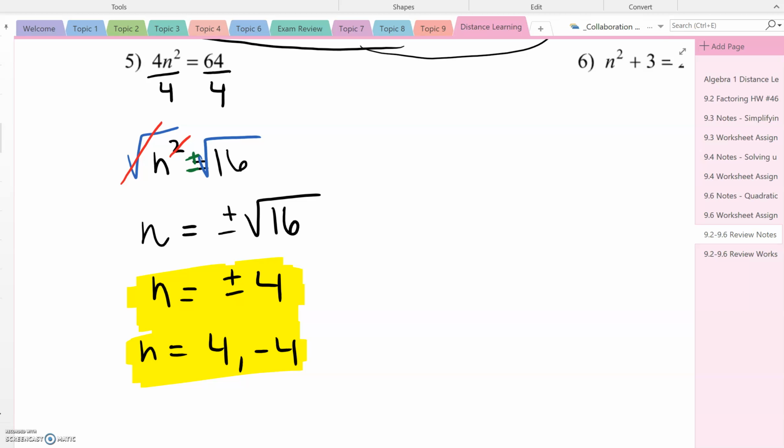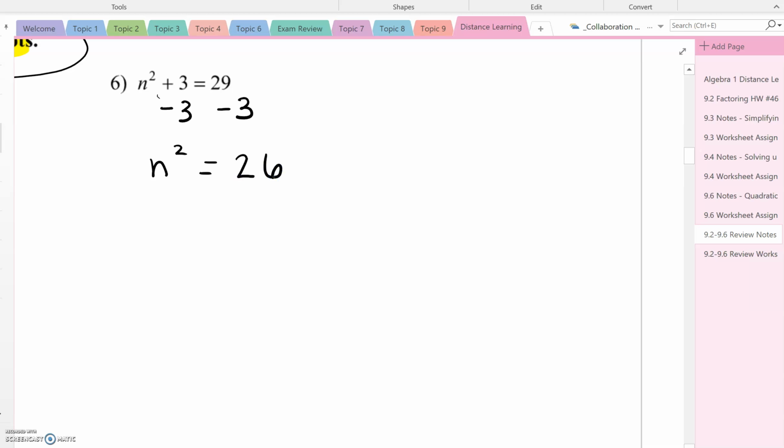Moving on to number 6, we have n squared plus 3 equals 29. Again, we're going to solve using square roots, so the first thing we want to do is get the n squared completely by itself. We're currently adding 3 to the n squared, so let's subtract 3 from both sides. So we have n squared equals 26.